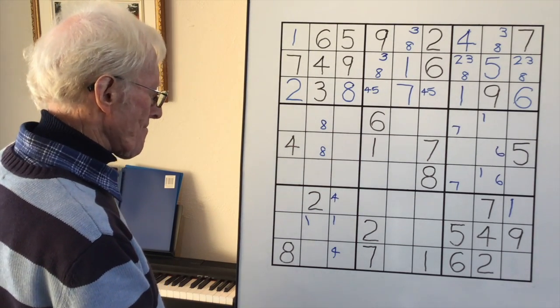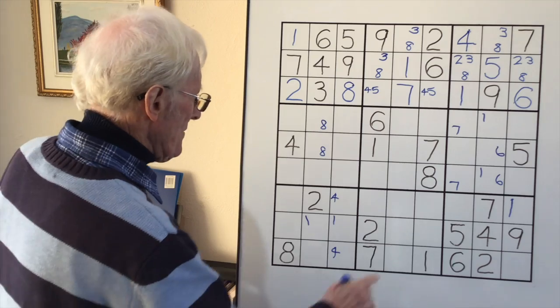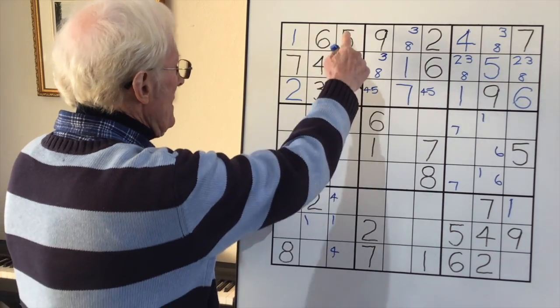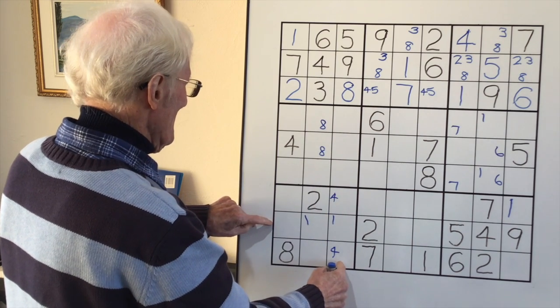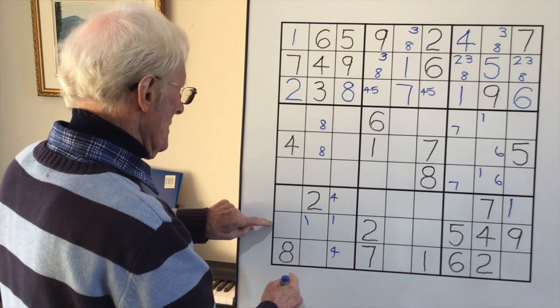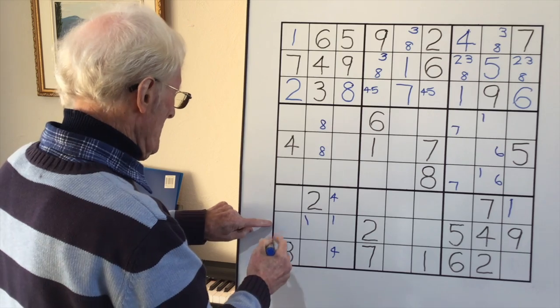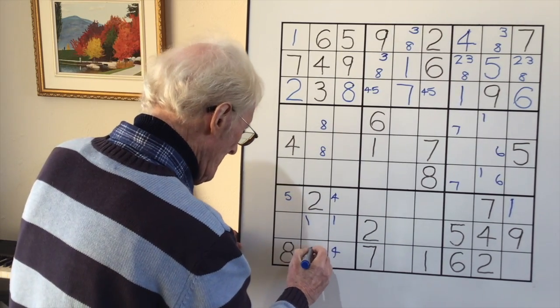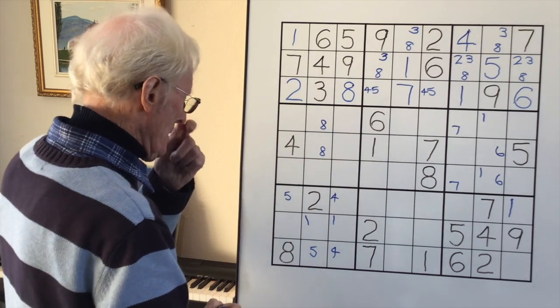Fives. If I take this 5 across here, and this 5 down in here, we have 2 cells that we can put it in. A 5 can go there, and a 5 can go there, using the cross-meet system.